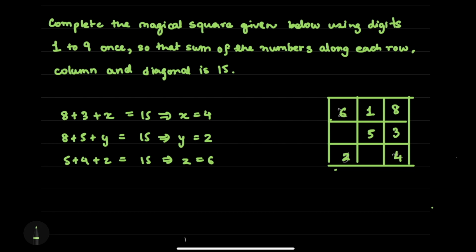Again, we have 2 and 4. The sum of these is 6. So 15 minus 6 would be 9. So the 9 comes over here. And then again, we have 6 plus 2 is 8. 15 minus 8 is 7. And that's how we complete this magic square. I hope you like this.